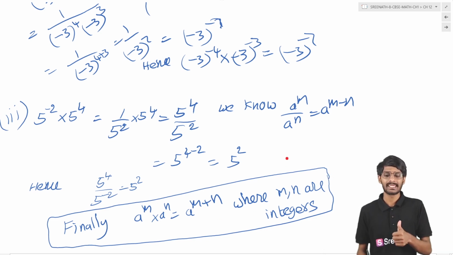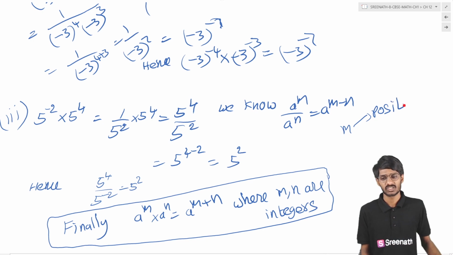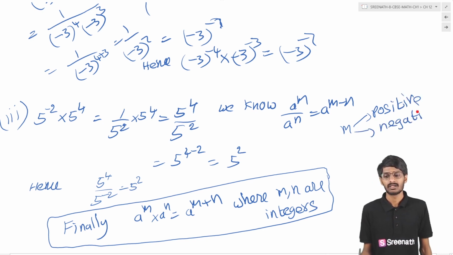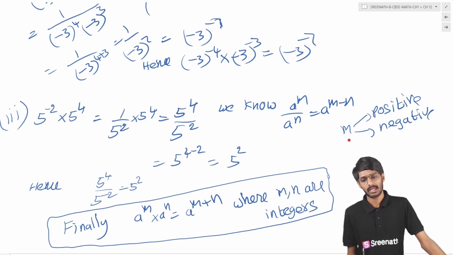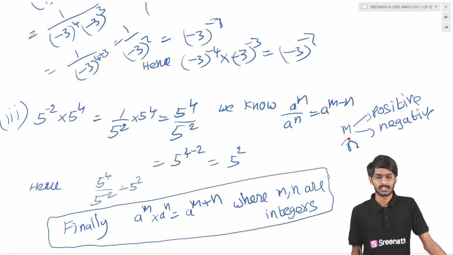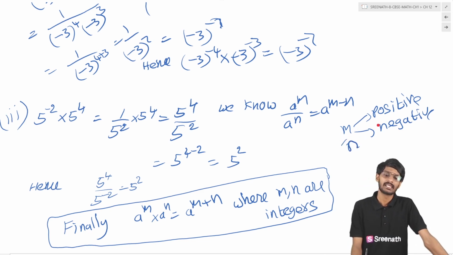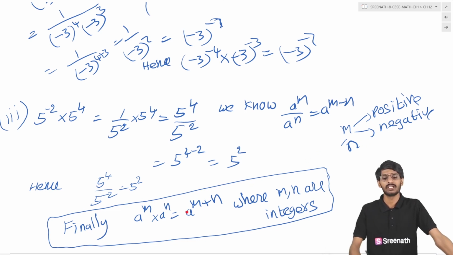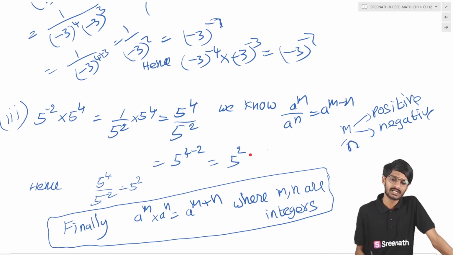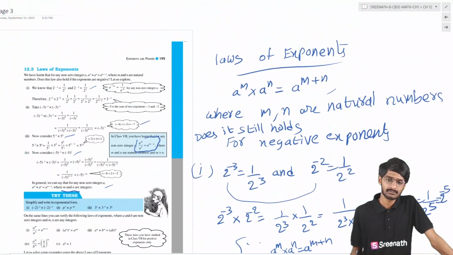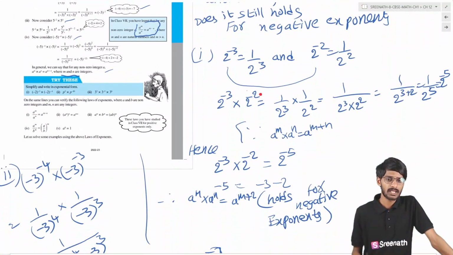So we can take m as positive numbers, which means positive integers or negative integers, whatever it may be. For m comma n as positive integers, negative integers, whatever the integers may be, this formula still holds, students. Okay, that formula is still holding.